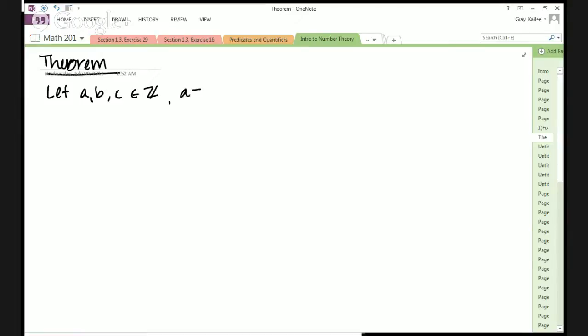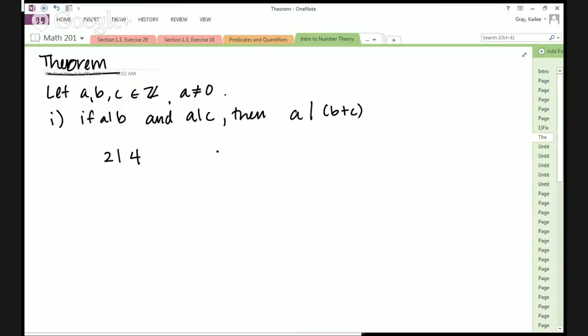And A is non-zero. And then I have some properties. So if A divides B and A divides C, then A divides the sum of B and C. Okay, and I think this makes sense. 2 divides 4 and 2 divides 6, this tells me that 2 divides 10. So it makes sense, but it's proven in the text. I'm going to prove the next one.